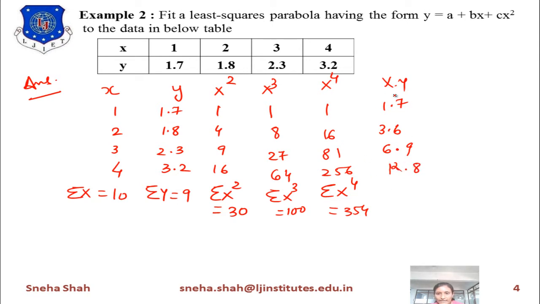Now if I add all these terms, it will give you the sum of xy, and the value of the sum of xy is equal to 25. So the addition of all these terms is equal to 25.